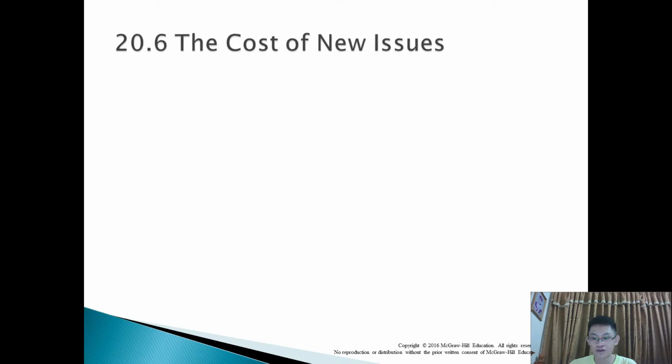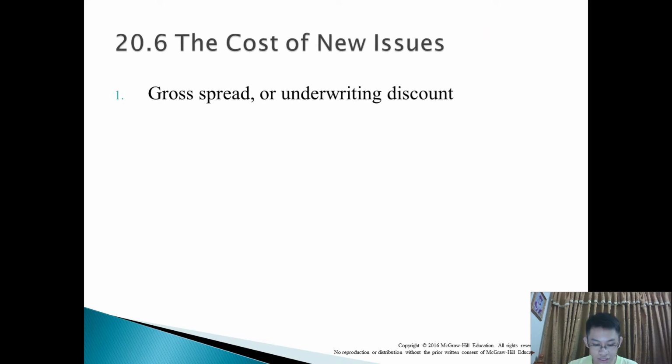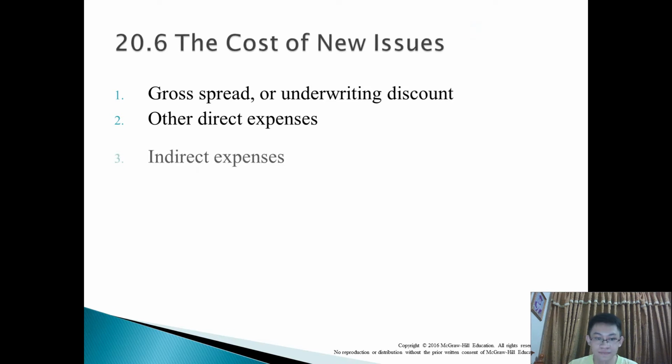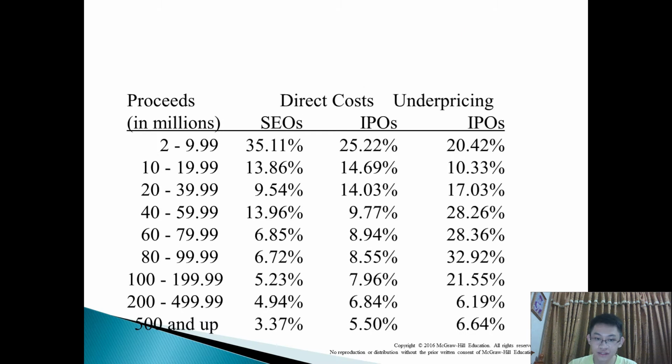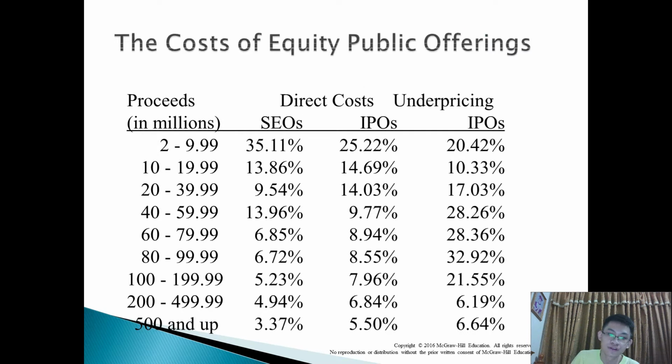The final part of my presentation is, of course, the cost of new issues. They fall into 6 categories: gross spread or underwriting discount, other direct expense, indirect expense, abnormal return, underpricing, and finally the green-shoe option. This is the table which shows the cost of equity public offerings. I will let you have a look at it.